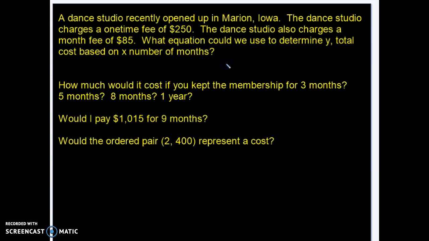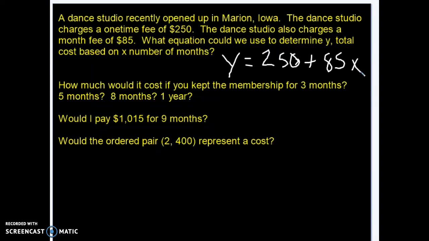So let's have y represent our total cost. So we'll put y here. And then if it's a one-time fee of $250, we're going to have 250, but we're not multiplying anything by that because, again, that's just a one-time fee of $250. But then you pay $85 per month. So if you paid 3 months, you'd have to do 85 3 times. So we need to multiply 85 times x number of months. So we have a generic equation of y equals 250 plus 85x.